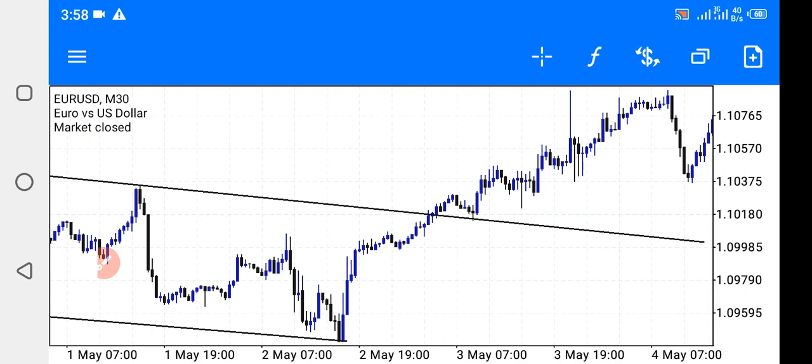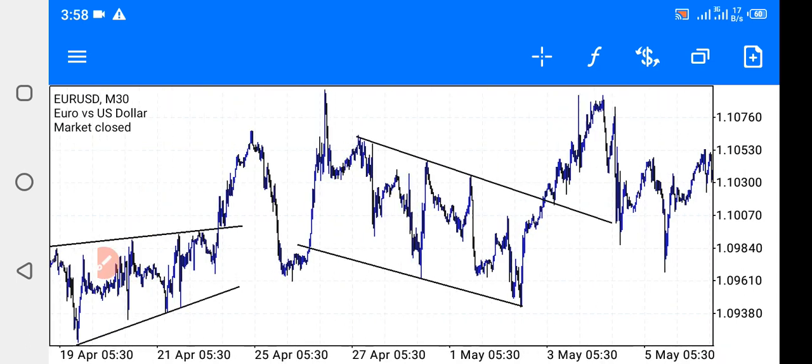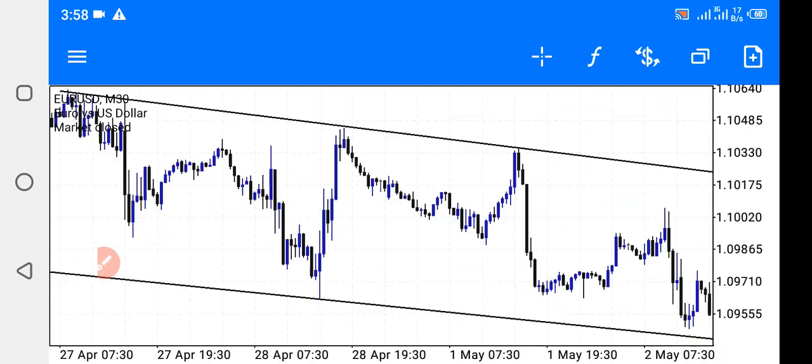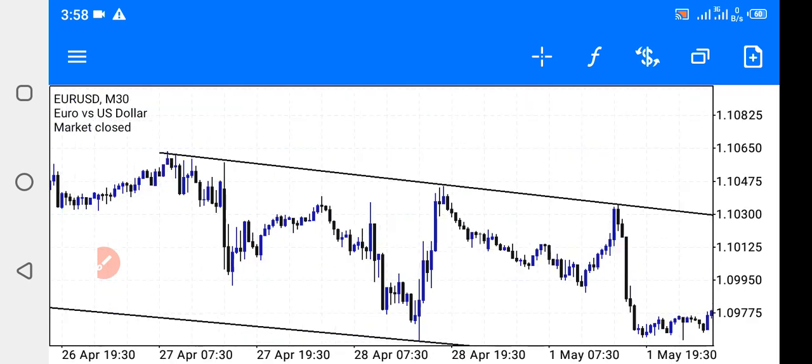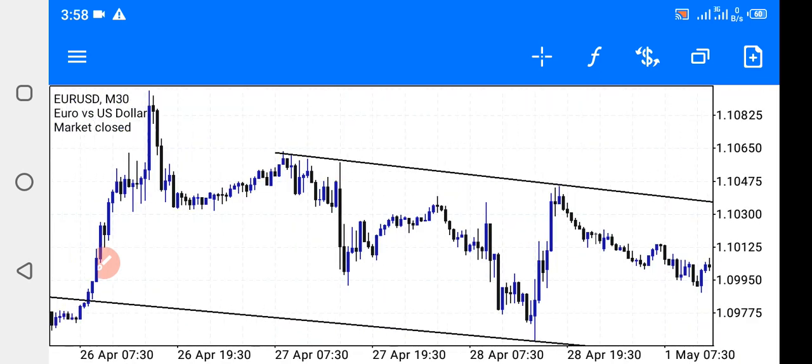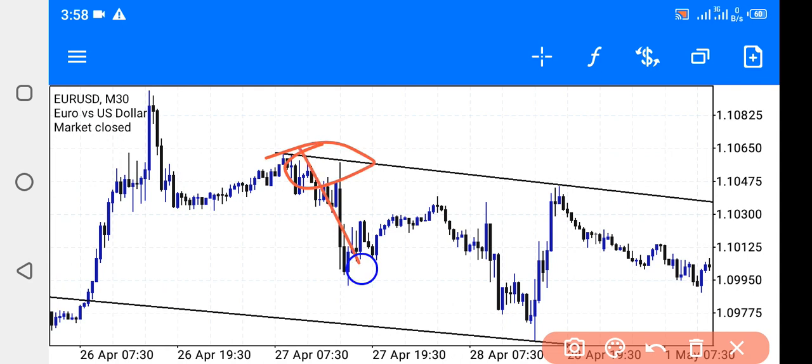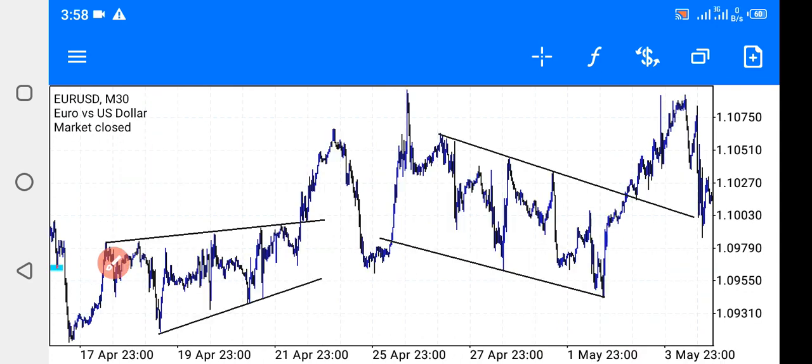So I want to zoom this in so that you can actually see it well, because if I do it this particular way, I won't be seeing it the way I want to see it. But let me just do it that way. So guys, we have our first touch right here. The market touches our trend line, moved all the way down, touched our trend line again, moved all the way down.